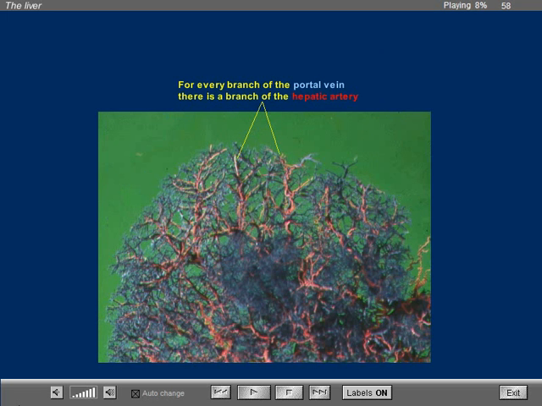This is a cast corrosion preparation of the right lobe of the liver, where red was injected into the artery and blue into the vein. Note that for every branch of the portal vein, we can see a branch of the hepatic artery, and that the arteries are smaller than the accompanying veins.